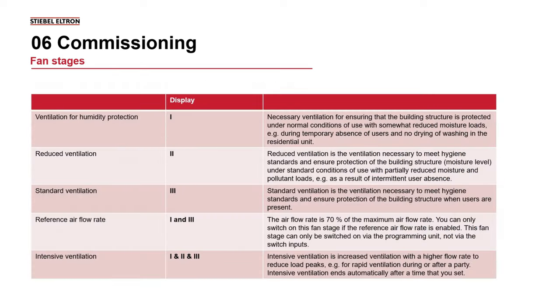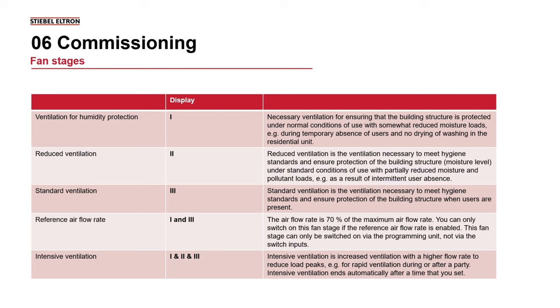Now we have selected the correct number of fans and commissioned our system, we will take a more in-depth look at our fan speed settings. Fan speed 1, ventilation for humidity protection. This is necessary ventilation to ensure that the building structure is protected under normal conditions of use with somewhat reduced moisture loads.